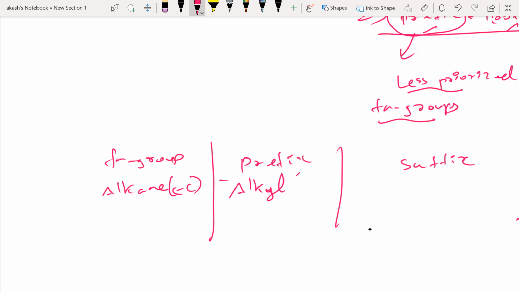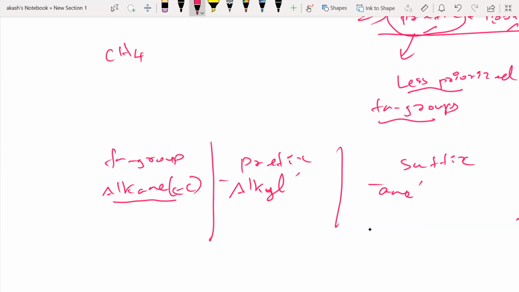If in the branch you have only one carbon atom, then you'll write it as methyl. 2 carbon atoms, ethyl. 3 carbon atoms, propyl. Like that, you know how the number of carbon atoms varies now. And for the suffix, if only alkane is present and that's the maximum prioritized functional group, then you will end up with the suffix ANE. Say people, it's very easy to understand.